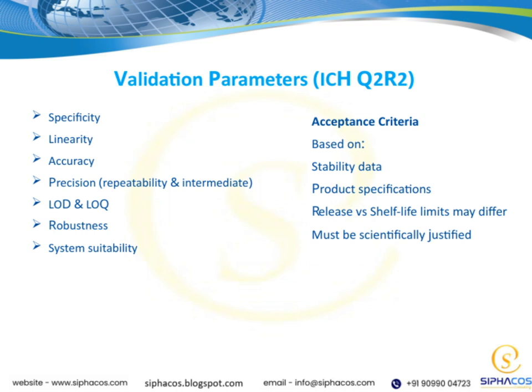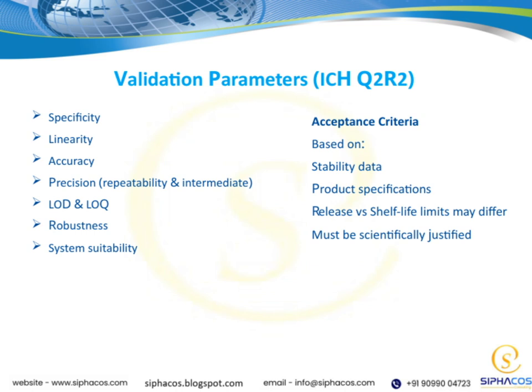repeatability and intermediate precision, to ensure consistency under various conditions. We also need to determine the limit of detection, or LOD, and limit of quantitation, or LOQ, which define the smallest amounts we can reliably detect and quantify. Robustness is another key point. It's about how well our method holds up under small, deliberate variations in parameters. System suitability tests ensure the entire system is functioning properly before sample analysis.